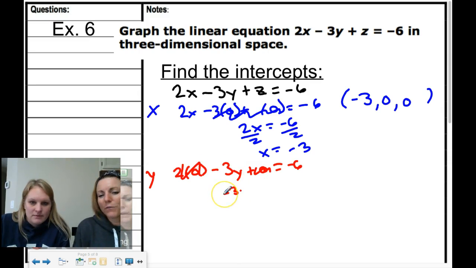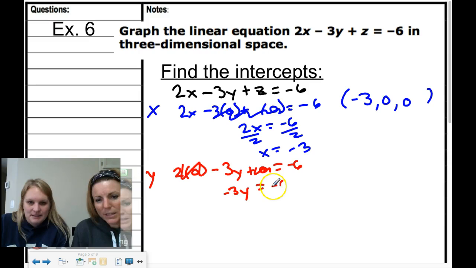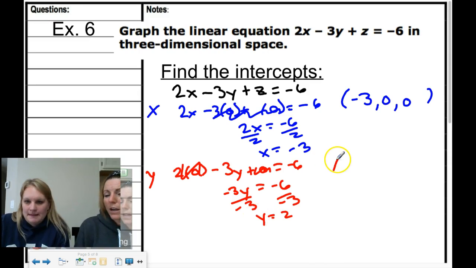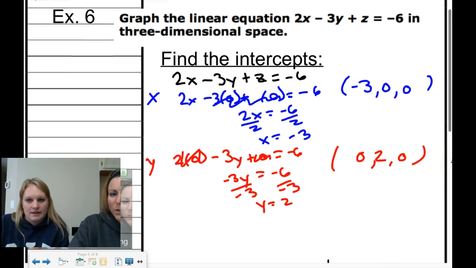Negative. So they forget that all the time. Negative 6. Divide both sides by negative 3, and you're going to get y is equal to 2. So let's write our next point. We found our y, so I'm going to put that in the middle, and x is 0 and everything else is 0. And there you go. I'm going to float down so you can see.